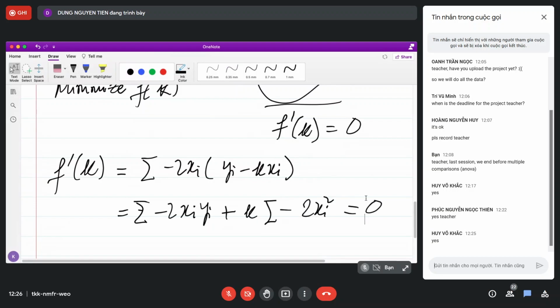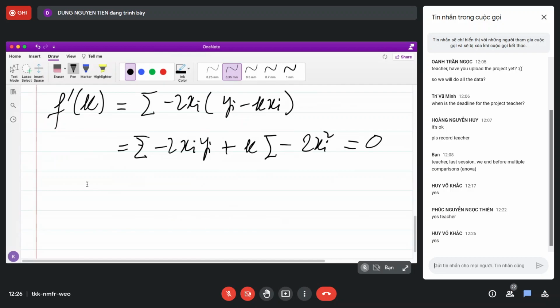Okay, and you let it be 0, and then you can get the value of k. k is simply the sum of xi yi over the sum of xi squared. Do you understand? Is that all clear, everybody? That's all right. Okay.